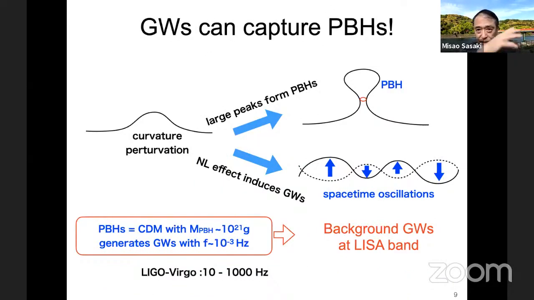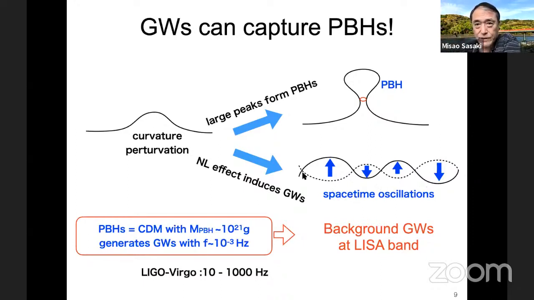But if, as I said, you assume some kind of large fluctuation or large amplitude power spectrum produced during inflation, then primordial black holes are not the only thing which will be produced. When those curvature perturbations are large enough, you definitely form primordial black holes. This is like a closed universe picture. But if the amplitude is not so large, when they enter the horizon, because it's a radiation-dominated universe, essentially they become sound waves and start to oscillate.